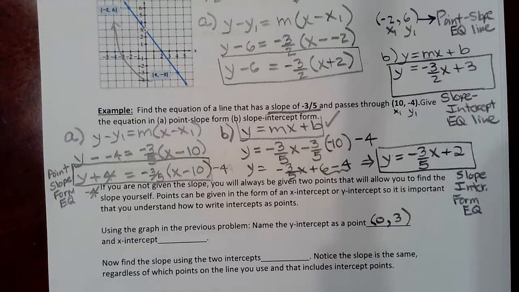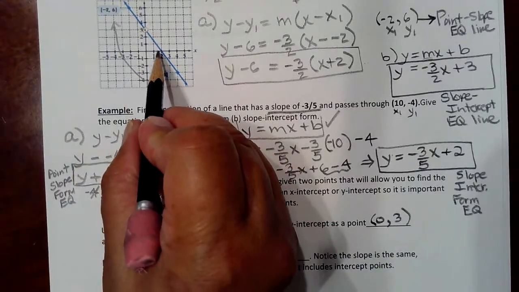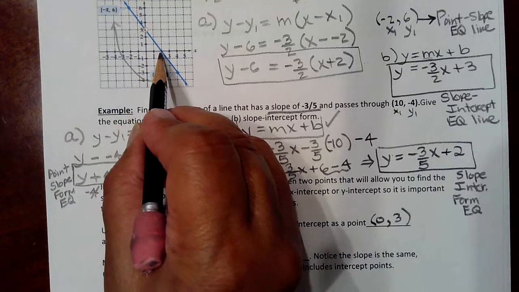I asked this question just so we're reviewing the fact of recognizing a y-intercept as well as an x-intercept, because these points sometimes have to be used in order to find a slope. The x-intercept is right here where it runs through the x-axis. That's called (2, 0).